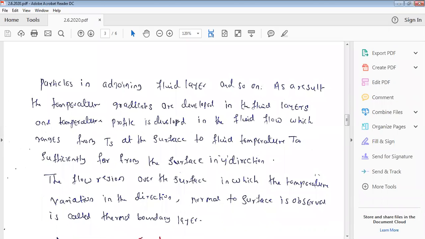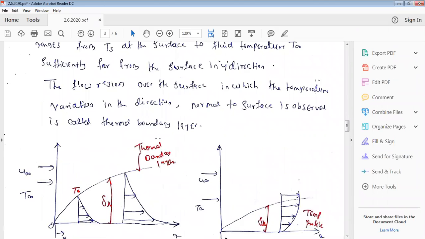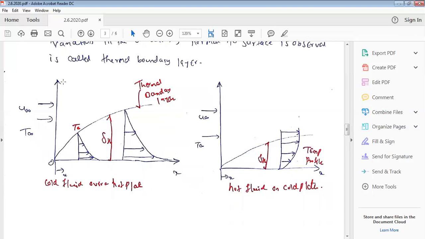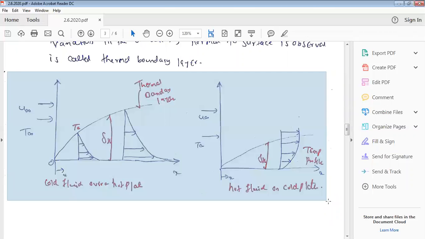What I have written here, I will show you in the diagram. Just see here, consider these two cases now.